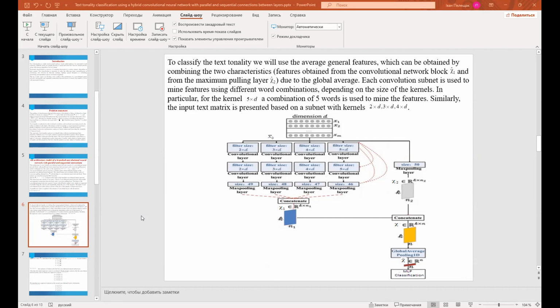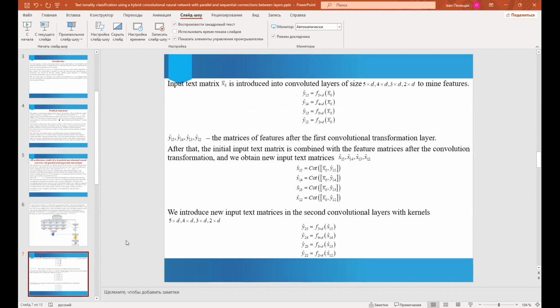Input text matrix X0 is introduced into convolutional layers of different sizes to mine features. After that, the initial input text matrix is combined with the feature matrices after the convolutional transformation, and we obtain new input text matrices. We introduce new input text matrices into the second convolutional layer with different kernels.